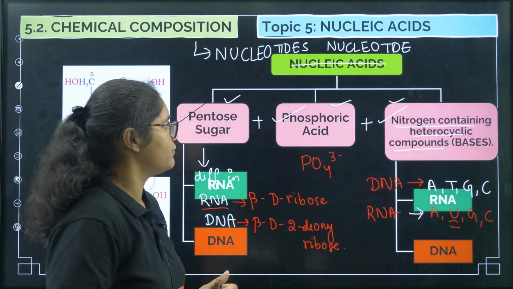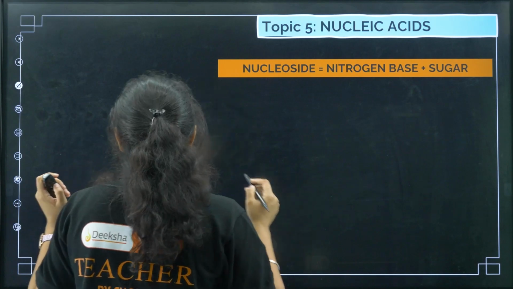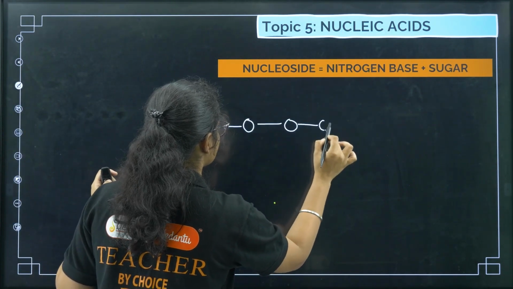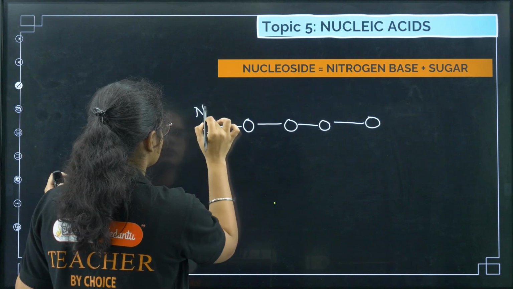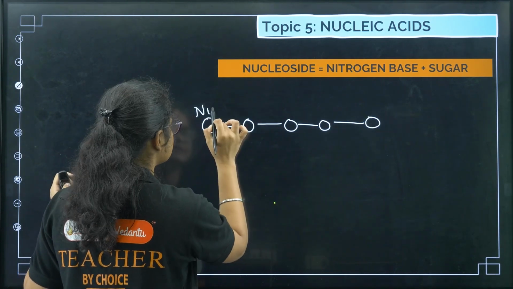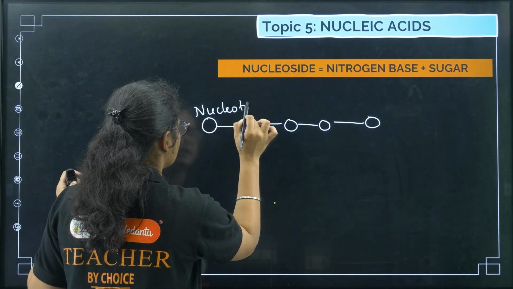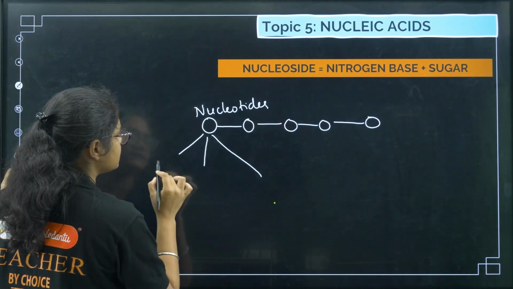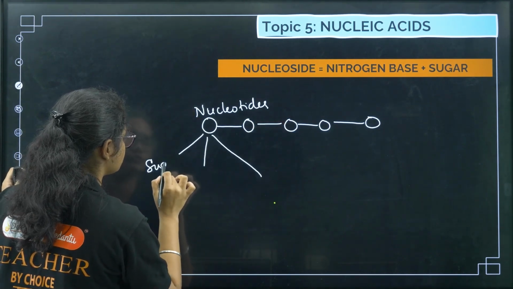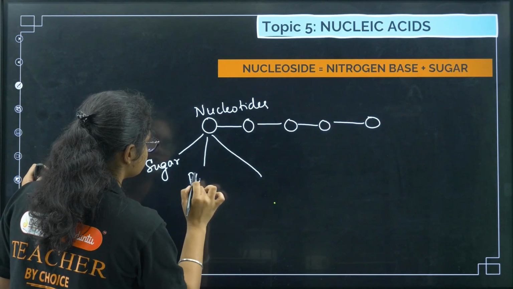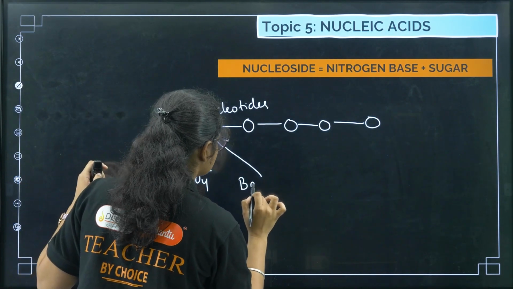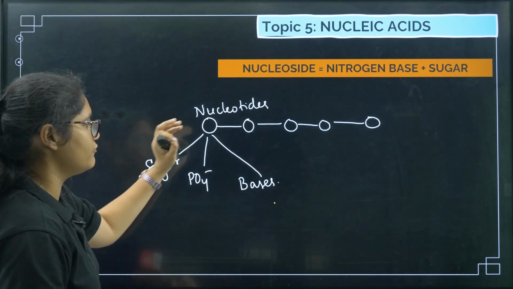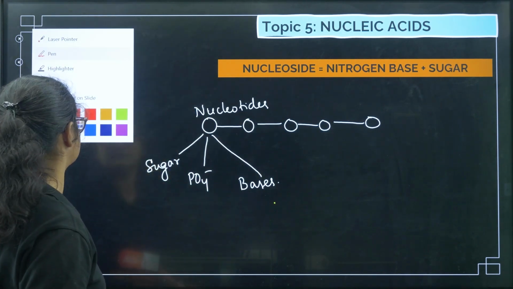Nucleotides, I can draw one diagram and show you. Nucleic acids are made up of these small units called nucleotides. Now each of these nucleotides is made up of 3 things, that is your pentose sugar, then phosphate group and then bases. This is the composition of nucleic acids.